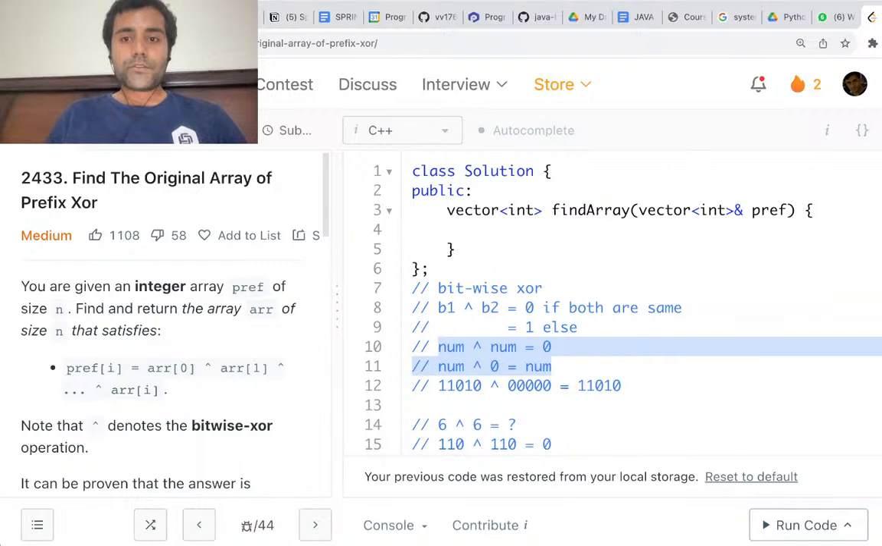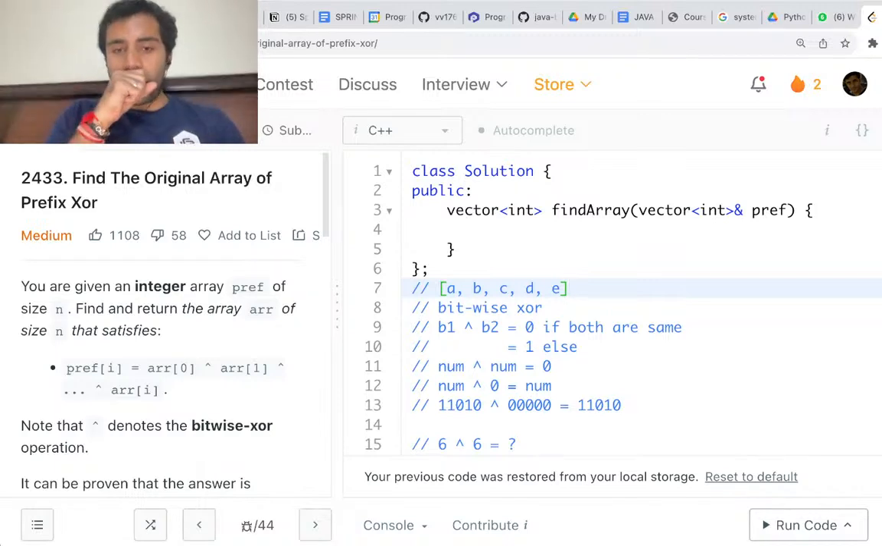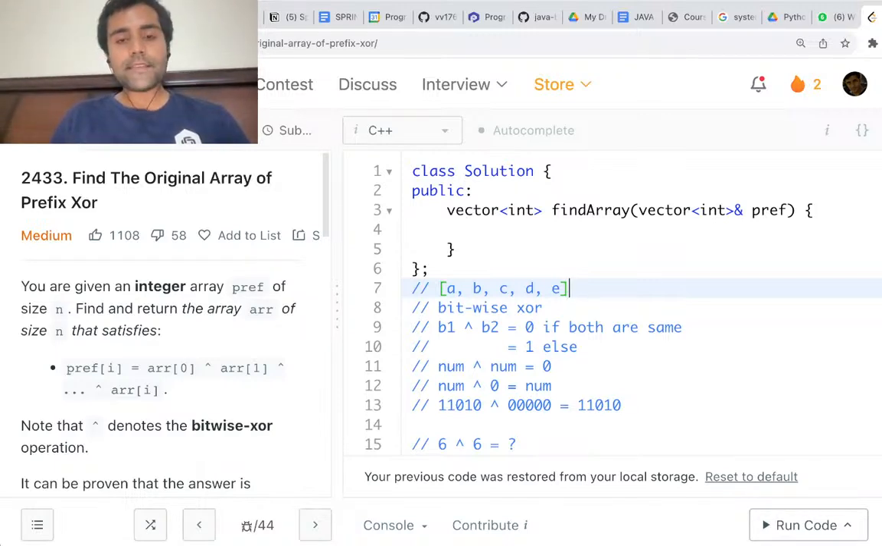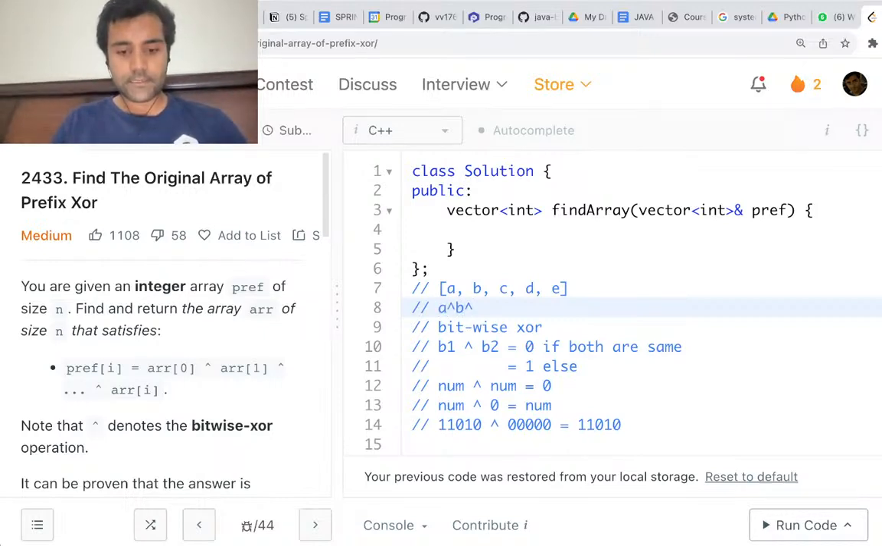Okay. So now if I ask you a very basic question: let's say there is an array A, B, C, D, E. These are the integers in this array. Now in this array, let's say you take the XOR of everything. What will be the result? The result will be A XOR B XOR C XOR D XOR E. This is the overall XOR of your input.